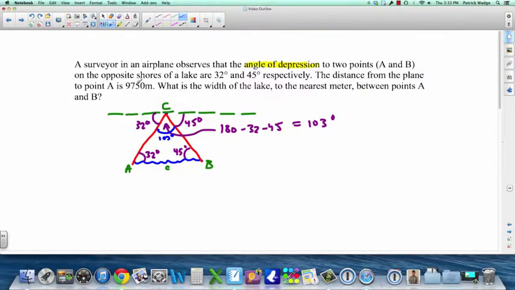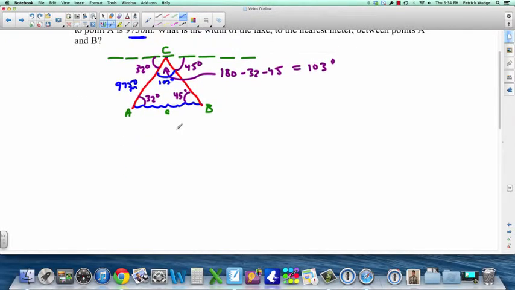So is there anything else we know? Oh, I forgot to put something in here. The distance from the plane to point A is 9,750. Nice. So from point A up to the plane, it's 9,750 meters. This is not too bad because we now have all the information listed here, and we always want to try the sine law. At least I always want to try the sine law first. So do we have our two pairs? Yes, we do. We have the unknown, which pairs up with the 103, so that's a pair. And we have this 45 degrees, which pairs up with the 9,750. So we can definitely use the sine law.